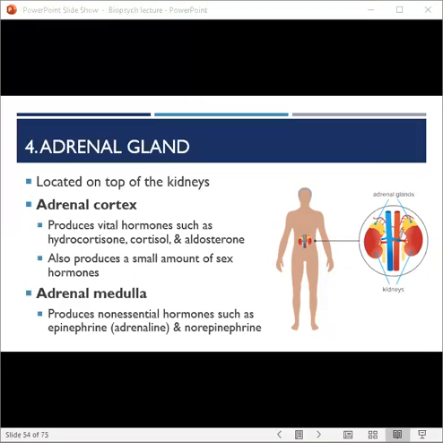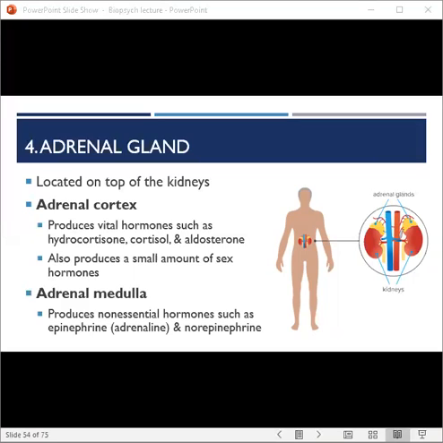There's actually a third class of hormones released by the adrenal cortex known as sex hormones. The adrenal cortex releases small amounts of these sex hormones, but their impact is usually overshadowed by the greater amounts of hormones that are released by the ovaries or testes, which we'll talk about next.